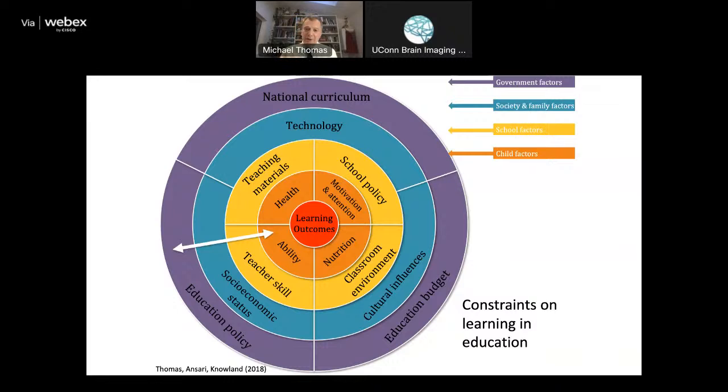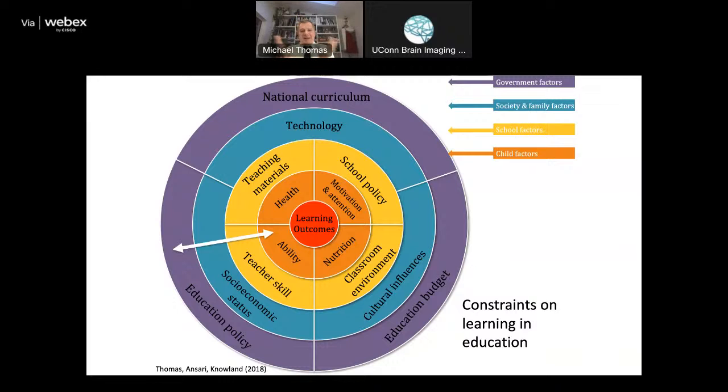But what the individual does and what they can achieve is a little bit constrained by the educational environment, the school policy, classroom environment, the teacher skill, teaching materials. And then there are wider social influences around that. So the family, socioeconomic status, cultural influences, cultural expectations around learning, availability of technology in homes and kids on computers and mobile phones. And then we have the broader national context of governments determining what should be taught and what not taught, and the educational budget and how you structure your education system, and train teachers and employ teachers, and education policy and so forth.